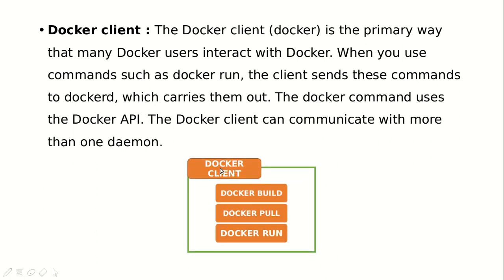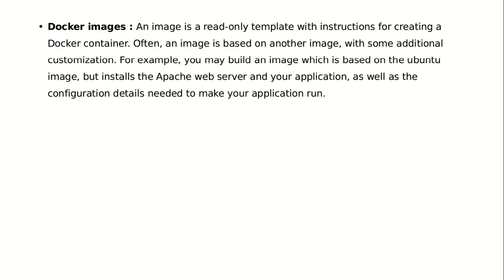So with the Docker client, you can make use of this to run your commands like docker build, docker pull, docker run, and so on. The next component we have is Docker images. A Docker image is a read-only template. This template will contain the instructions that are needed to create your containers. Often an image is based on another image. That is, we use a base image, we customize that image, and we create a newer image out of that. For example, you may build an image which is based on the Ubuntu image.